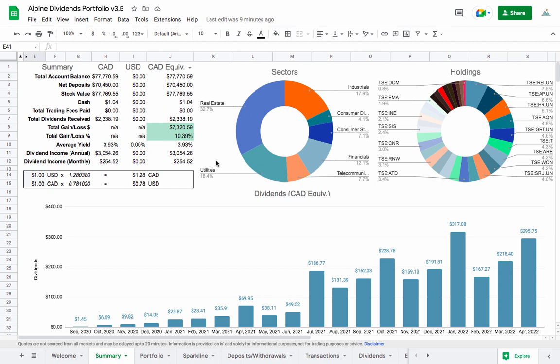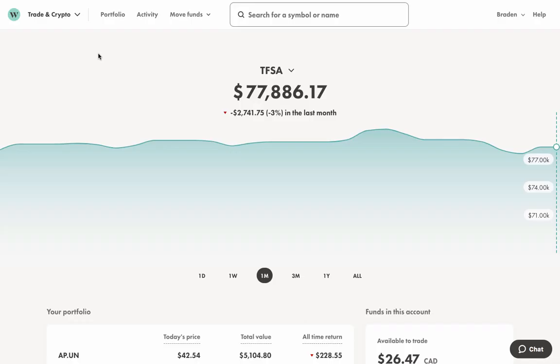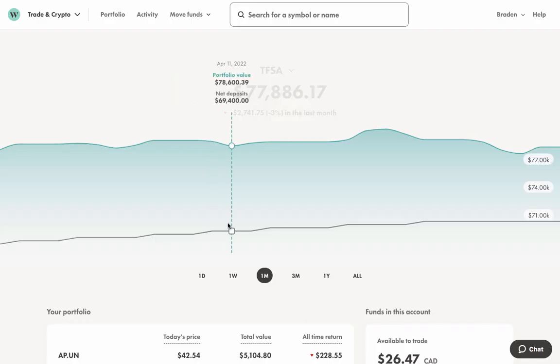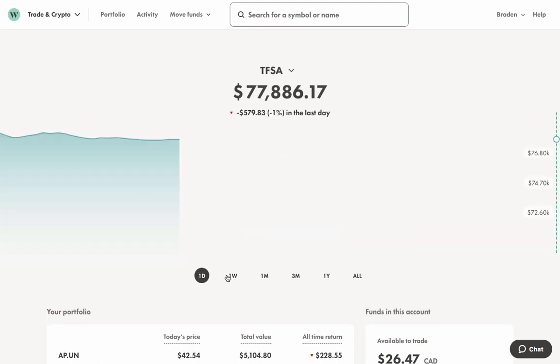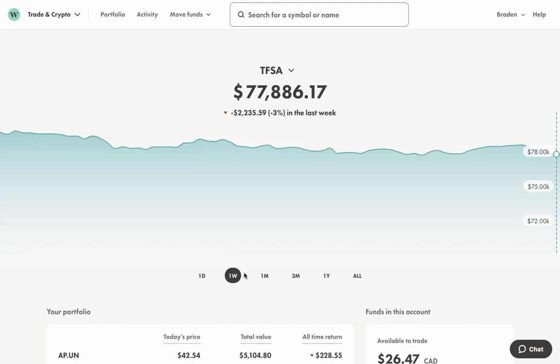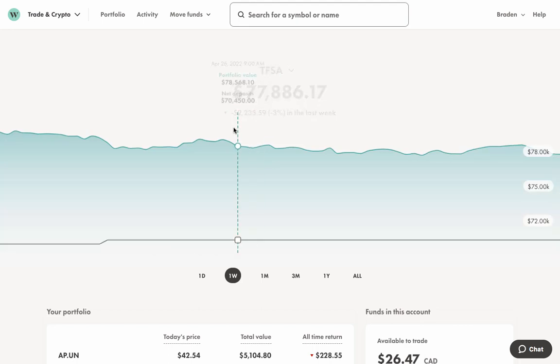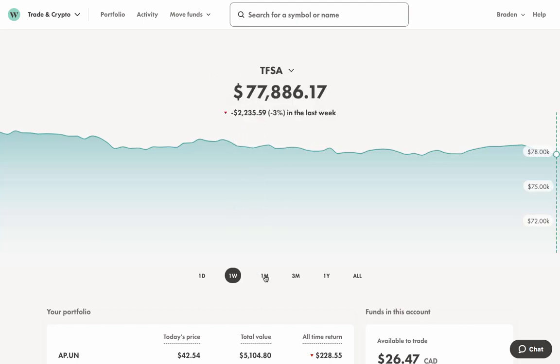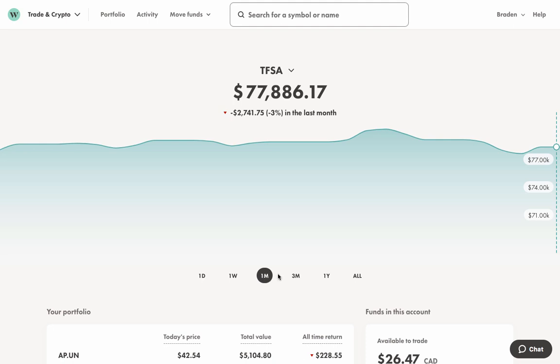So the first thing that I want to do is drop into Wealthsimple Trade, into my tax-free savings account, and take a look quickly. In the last day, it's down almost $600. In the last week, we're down 3%. That's a pretty big loss, but the stock market does go up and down, so that's okay. Most of the losses in the last month are just coming from the last week, as you can see.